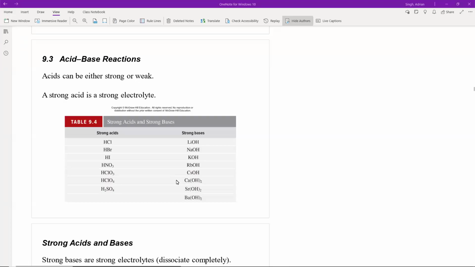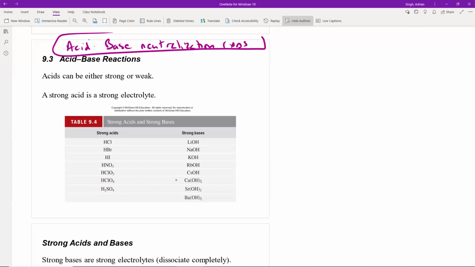So now we're going to take a look at another category of aqueous reactions that are very, very common. And that's the reaction between acids and bases, which we refer to as acid-base reactions, or just generally, we call them acid-base neutralization reactions. And in order to understand this, we first of all need to have a little bit of background in terms of what acids and bases actually are.